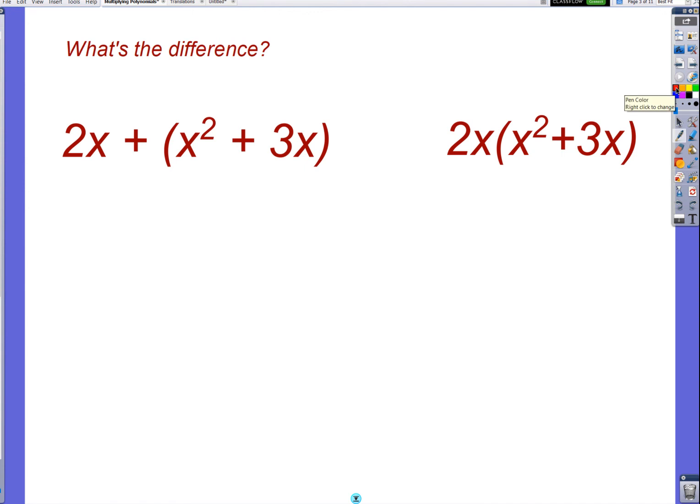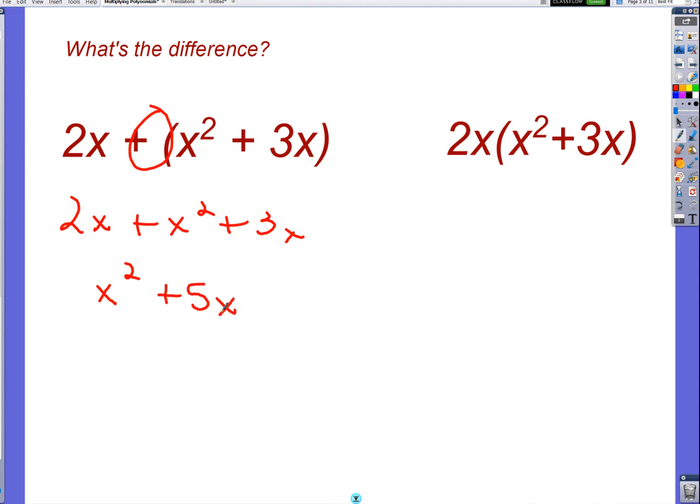But the $1 million question is, what do we distribute on this first one here on the left? What is outside of this parentheses? A 1. It is not a 2x. It is a 1. And anything times 1 is itself. So we get 2x plus x squared plus 3x. Then now this just becomes like yesterday. We go from biggest exponent to least. The only like terms are the 2x and the 3x. X squared just drops as if it was hot. And then 2 plus 3 is 5x.